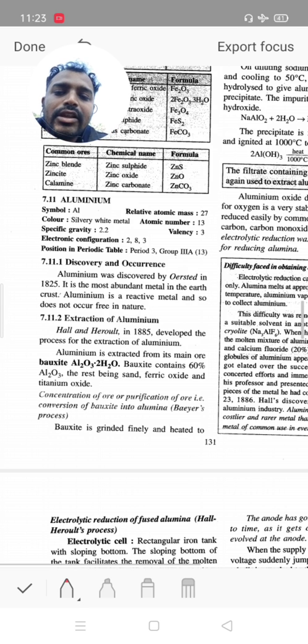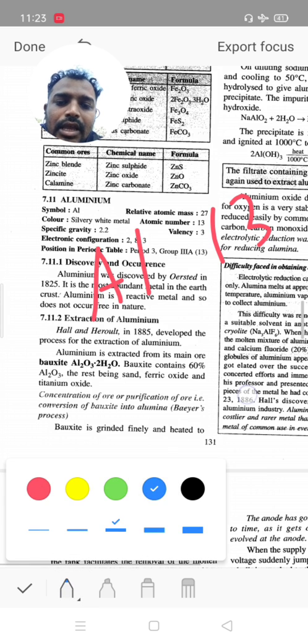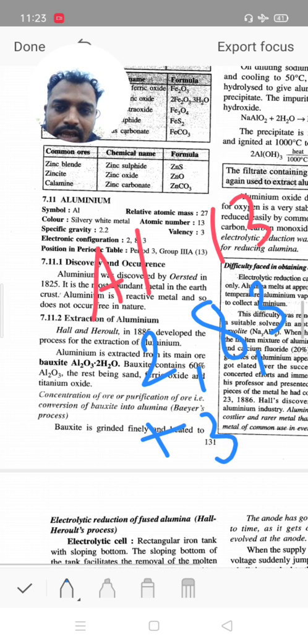The symbol of aluminium is Al, its atomic number is 13, its electronic configuration is 2, 8, 3. So, its valency is +3 and its atomic mass number is 27. Its color is silvery white metal.